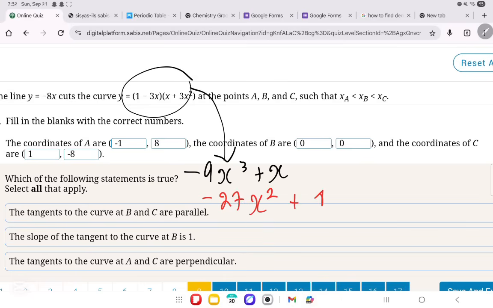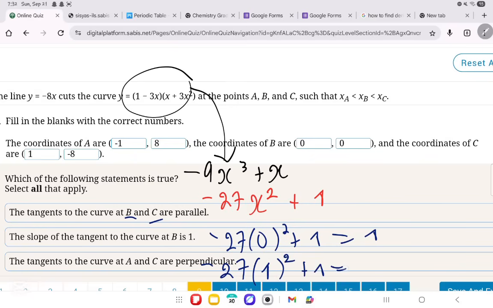Perfect. So now at B and C, are they parallel? At B, it's 0. What do we get? If we substituted 0 in this equation, so minus 27 times 0 squared plus 1, we will get an answer of 1. If we substituted 1, so minus 27 times 1 squared plus 1, that's going to be what? That's going to be minus 26. Okay, what if I substituted minus 1? So minus 27 times minus 1 squared plus 1, that's also minus 26.